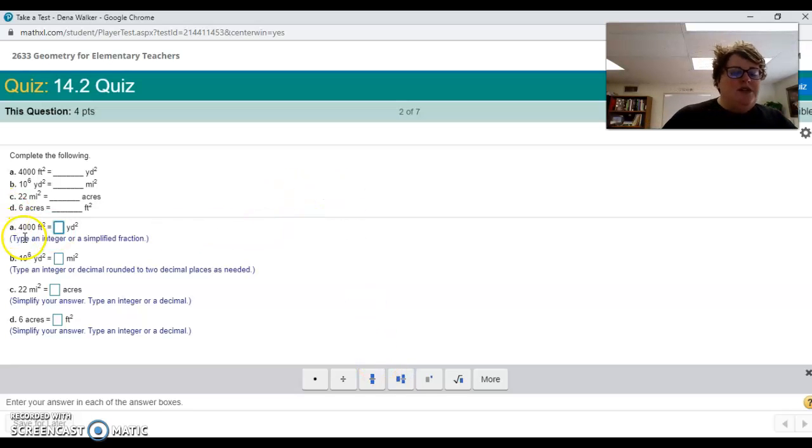The other thing to make sure of is underneath, when you're writing your answers, it says type an integer or a simplified fraction. This one they want in fraction form, so don't make it a decimal. This one says type an integer or a decimal rounded to 2 decimal places as needed. So make sure you read what answer they are wanting.